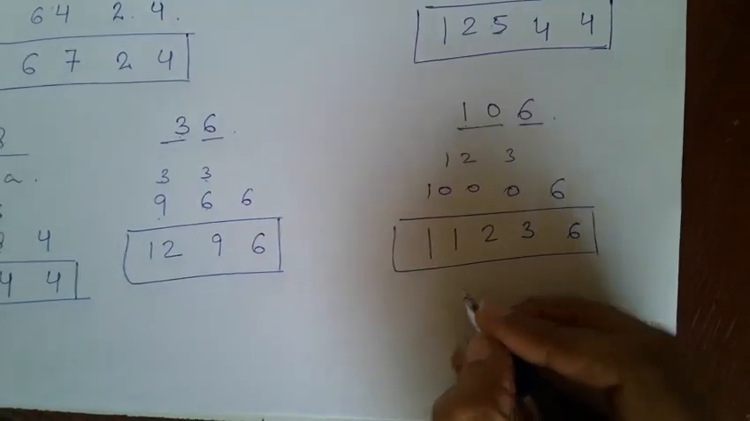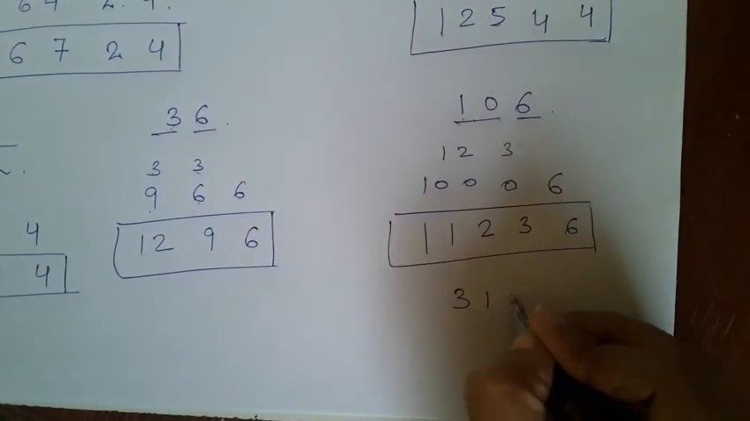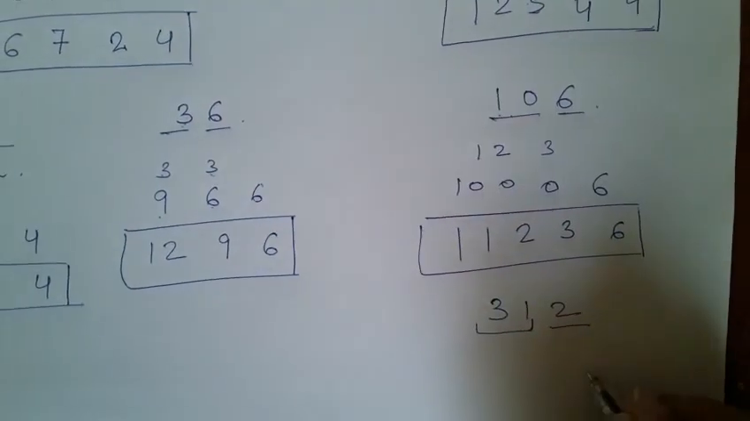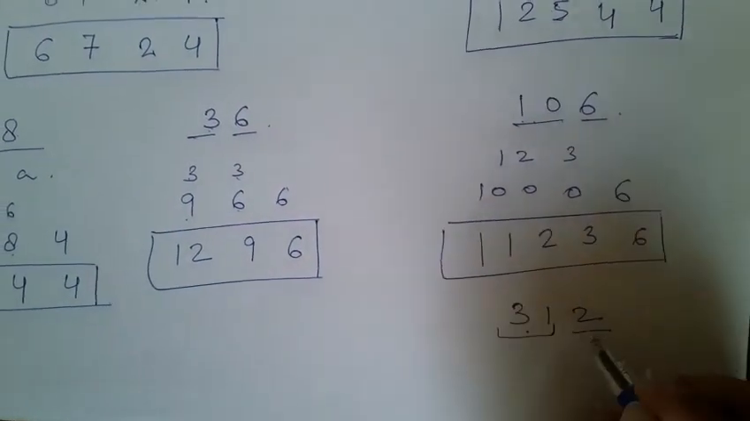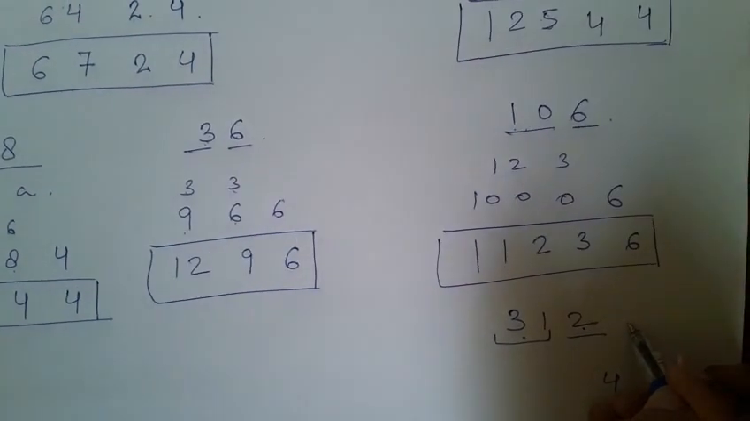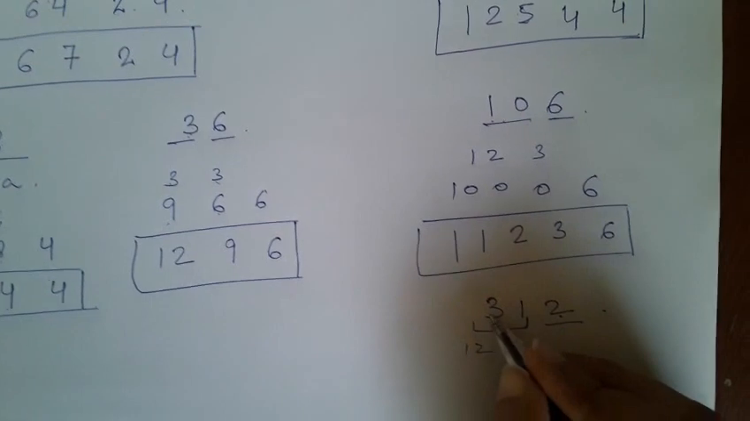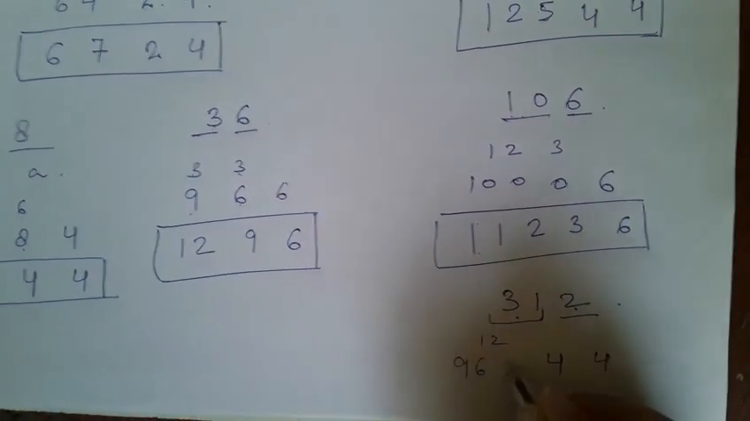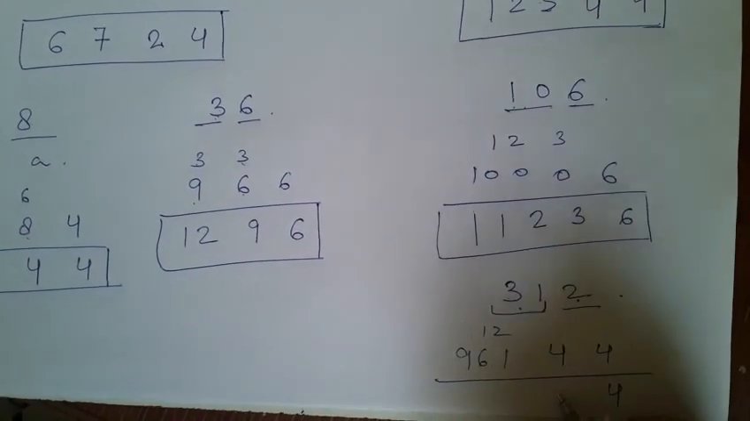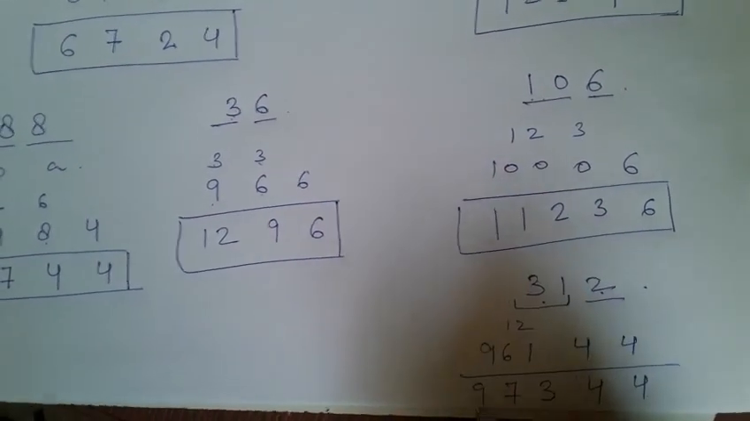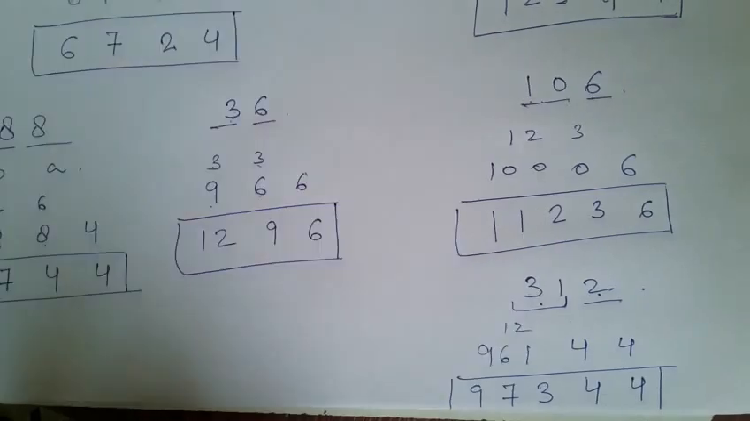Then the next example is 312. It will be broken into two parts. The square of 2 is 4, then 31 into 2 into 2, that is 124, we'll write 4, 12 will be carried. The square of 31 is 961, and then we'll add it. 4, then 4, 2 plus 1 is 3, 6 and 1 is 7 and 9. 97344 is the square of 312.